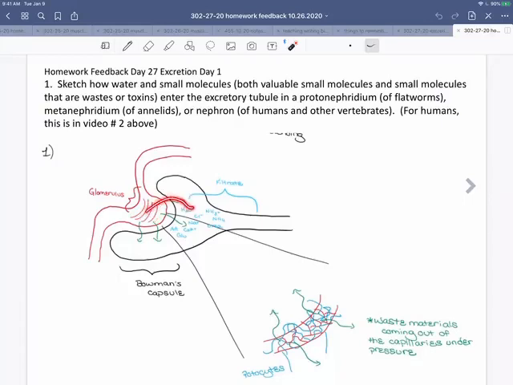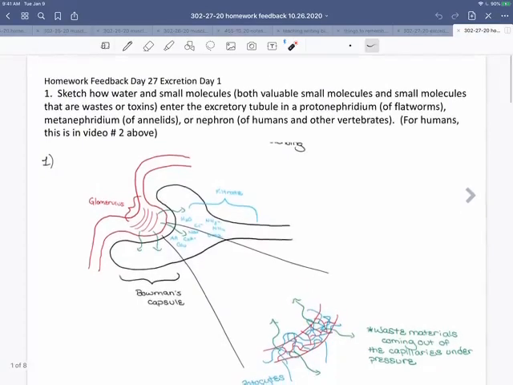The capillaries allow water and small molecules carried with it as filtrate into Bowman's capsule here. This is a close-up showing the podocytes wrapped around the capillaries with the water and small molecules coming out between them.